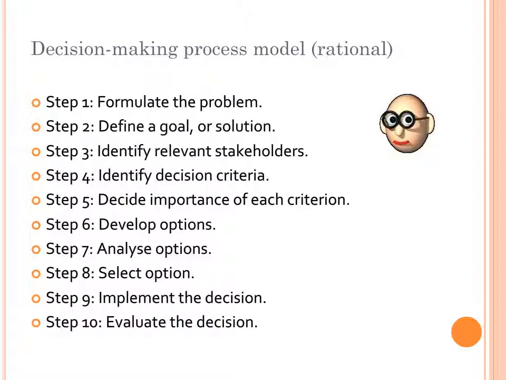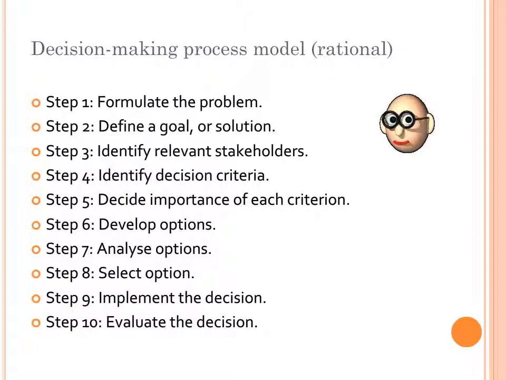So we need to have a process. We need to have a sensible, rational series of steps that we go through in order to come to a decision. This model lays out the process in 10 steps. It should present you as being fairly logical.